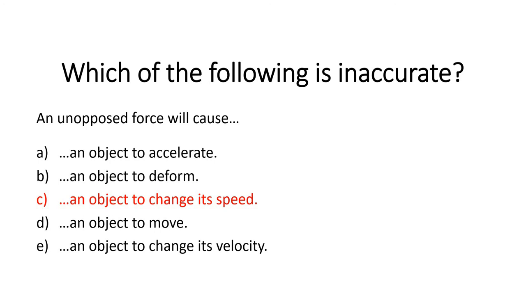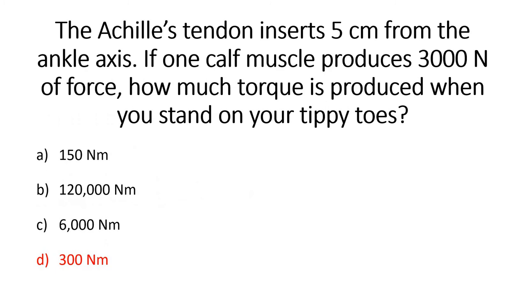I'm hoping most of you either got A or D, but the correct answer is D. So you would have needed to convert centimeters into meters, so that would be 0.05. You would then multiply 3,000 by 0.05, which would give you 150 newton meters, but of course you have 2 legs, or presumably you do, therefore you would have to multiply that value by 2.